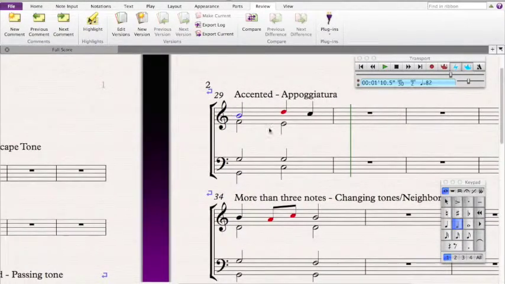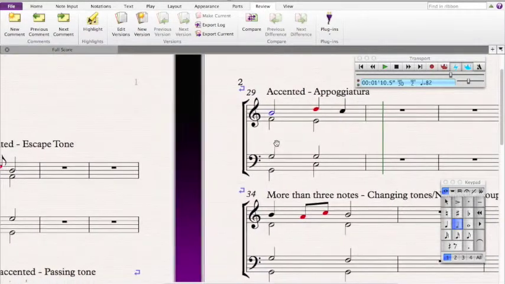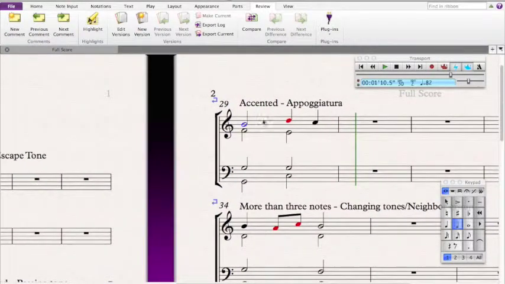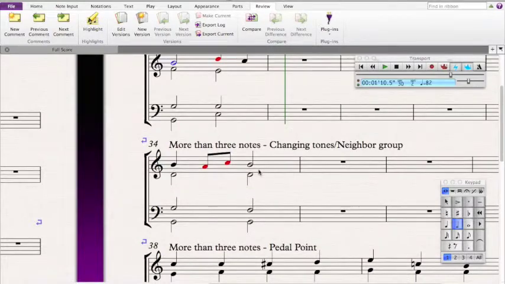Just to clarify a little bit, the reason I say it's kind of like the retrograde of an escape tone is because an escape tone goes by step and then skip, whereas this goes by skip and then step. But only if that works for you. Otherwise, don't worry about it.